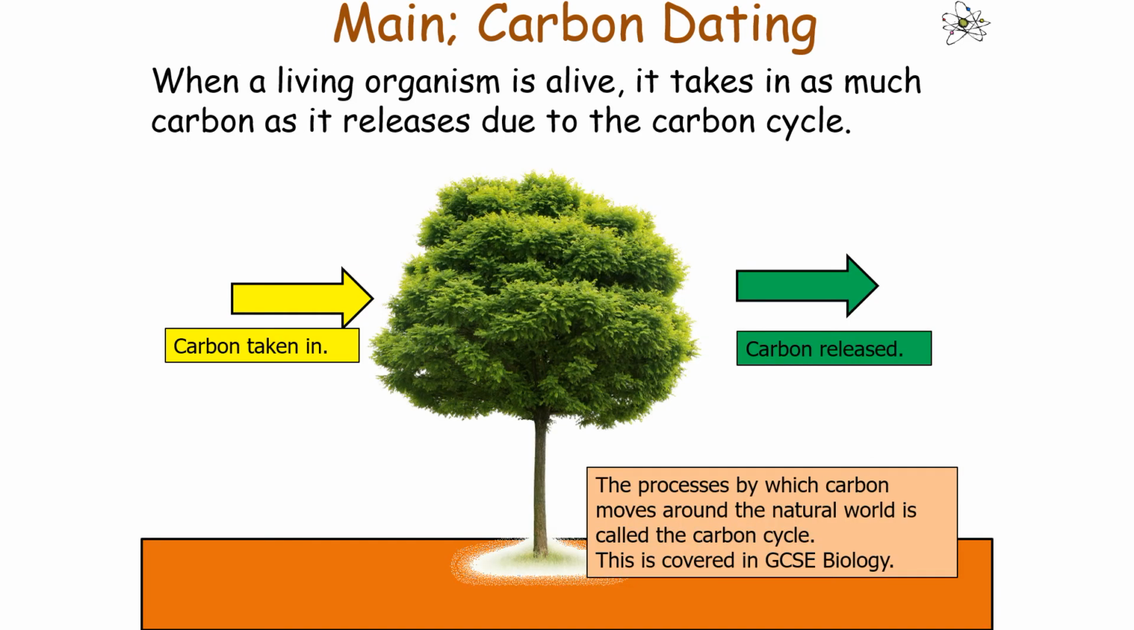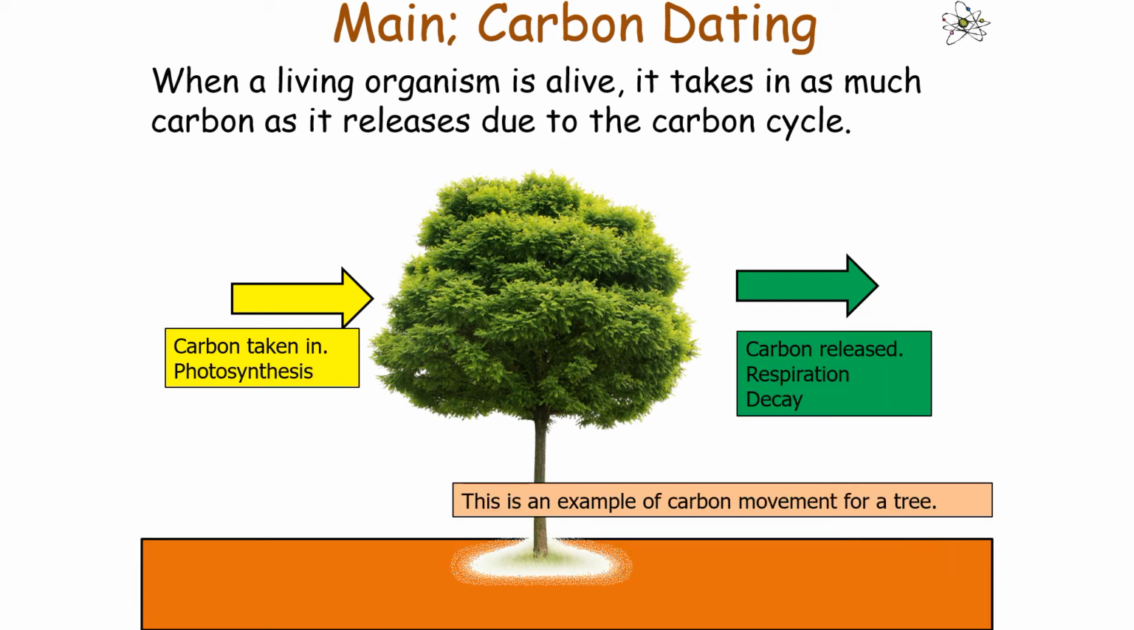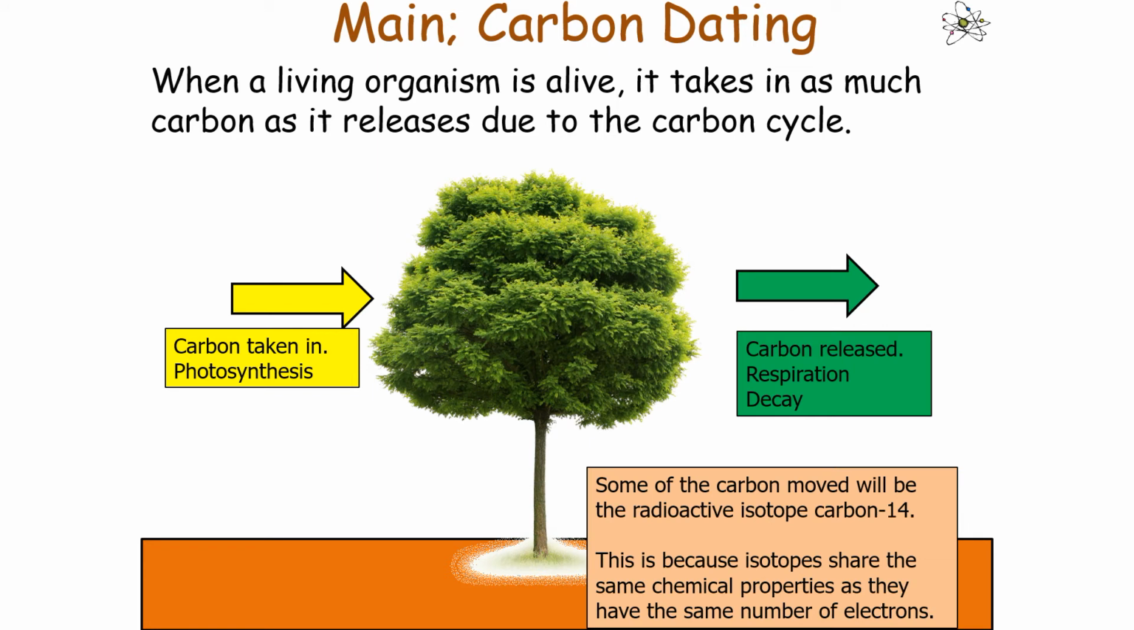So, when a living organism is alive, it takes in as much carbon as it releases due to the carbon cycle. Now, the process by which carbon moves around the natural world is called the carbon cycle, and we cover that in GCSE biology. So an example, a carbon movement for a tree would be the tree takes in carbon via photosynthesis and it releases carbon via respiration and decay. Now, some of the carbon moved around in this cycle will be the radioactive isotope carbon-14.